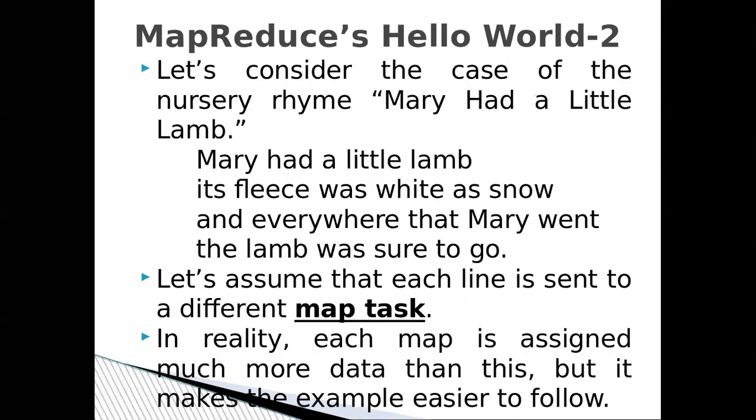Let's understand this with the help of a text file, Mary Had a Little Lamb. So let's have a text file which stores this nursery rhyme. There are 4 text lines. Assume that each line is sent to a different map task for reading, so for this particular file, we'll have 4 map tasks. In actuality, the map task does a lot of other things and handles a large amount of data, but just for this example, we are considering that each line is sent to a different map task.